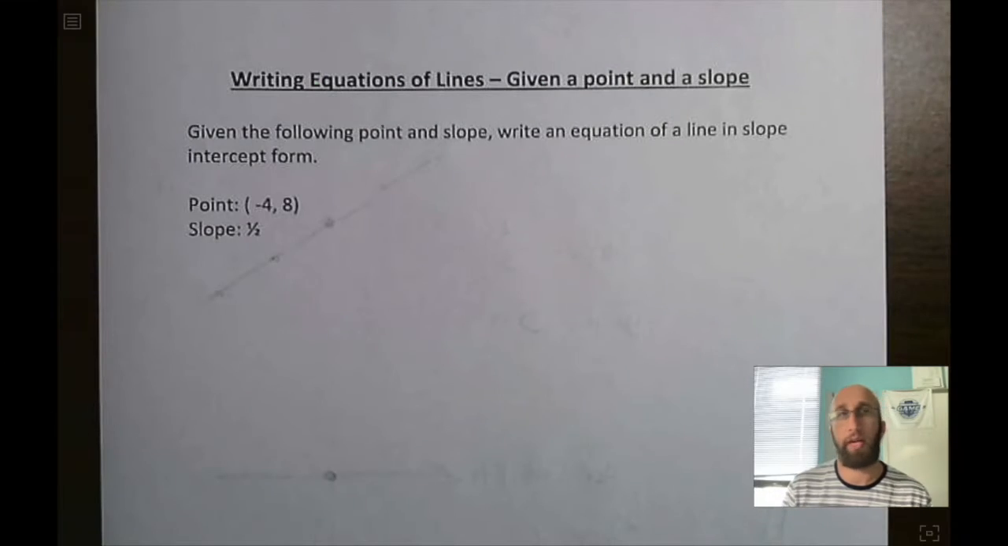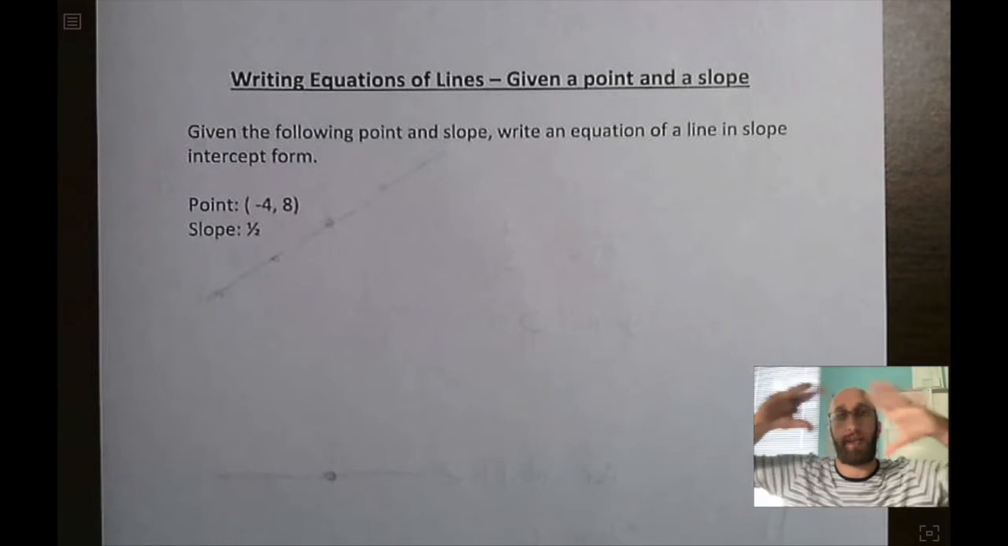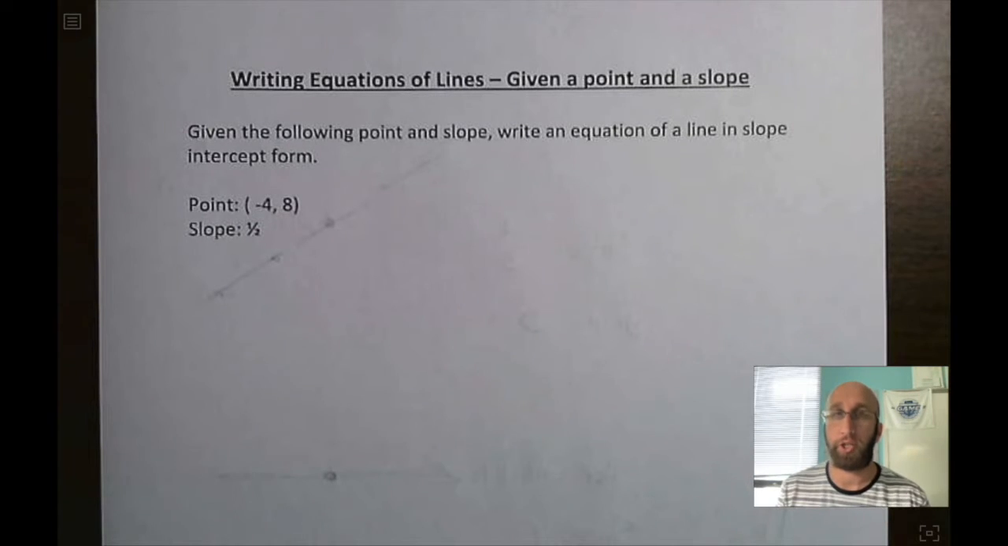In this video, we're going to look at writing equations of lines when we are given a point and the slope of that line. So we're given some information. We need to put together the equation that represents this line. Given the following point and slope, write the equation of the line in slope-intercept form.